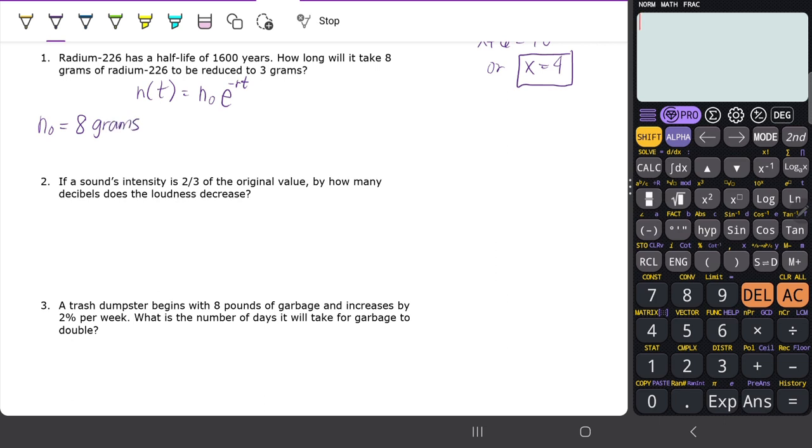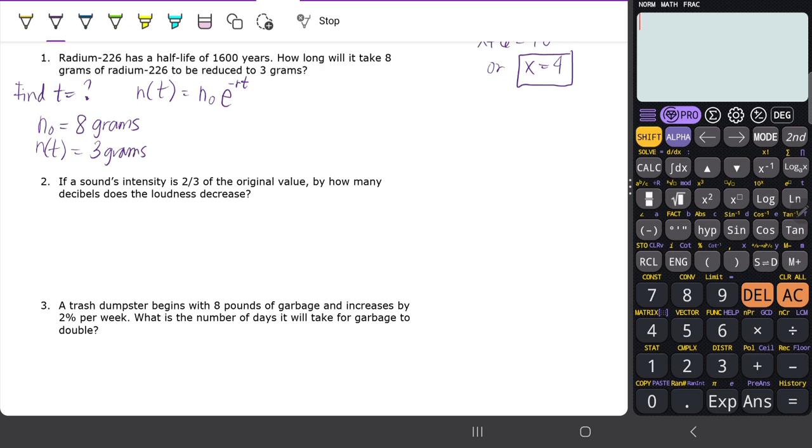Okay? And gusto natin na ma-reduce itong 8 grams into 3 grams. Okay? So, alam natin yung N(t) na 3 grams. So, ang hinahanap natin dito is yung value ni t. Find t kung kailan magiging 3 grams yung original nating 8 grams.